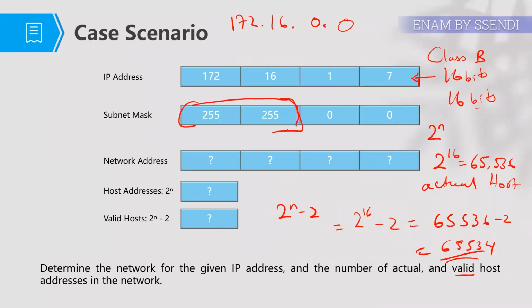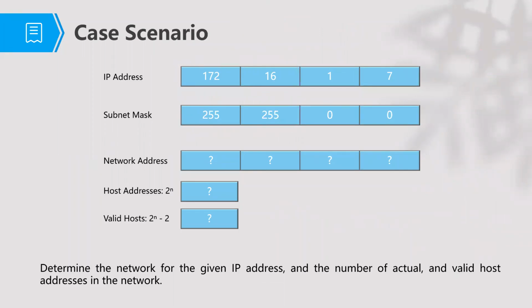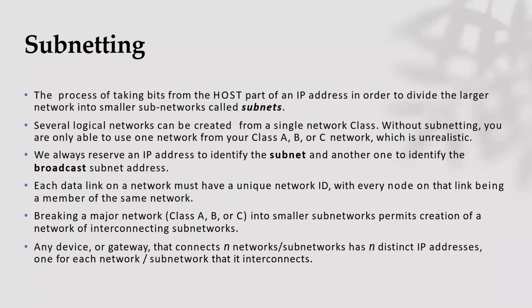So class B has 16 network bits and 16 host bits, and each octet has 8 bits. So 172 has 8 and 16 also has 8, combining to make 16 network bits. Then the host bits will be 16 as well. So that means the first 2 octets represent the network bits. Are we together? When we meet again next week, it is important that I have introduced you to that concept.